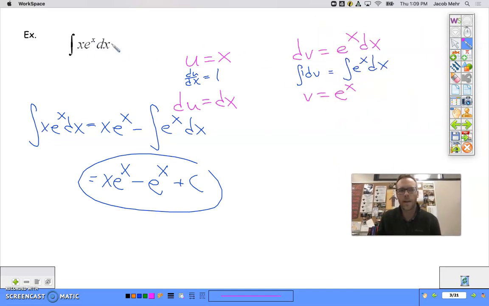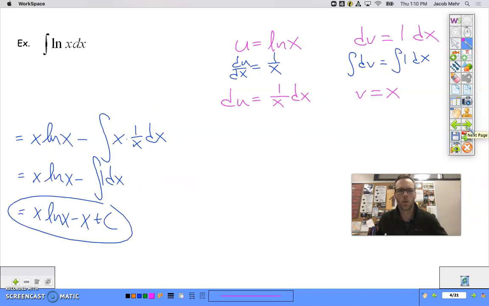x e to the x dx. We picked u to be equal to x. Now x is easy to differentiate and integrate, but differentiating produced a simpler result. The derivative of x is 1. Now we picked dv to be e to the x dx. So when we integrated both sides, we end up with v equals e to the x, which is just as simple as it was before. And that's not a difficult one.